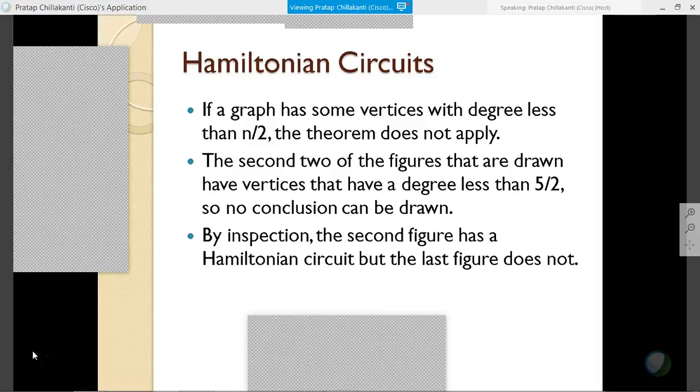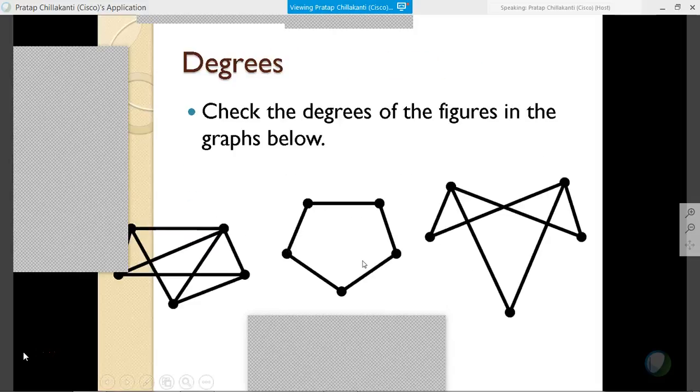Okay. So some figures were there, I think I deleted them, but only by inspection we could say that the second figure has a Hamiltonian circuit, based on the theorem, whereas for the third one we had to do it only by visualization, not by applying the theorem, because some of the vertices have degrees which are less than the n by 2 concept.